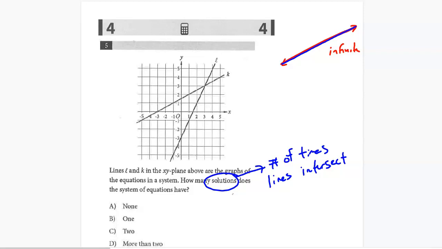You also could have two lines that never touch each other. They're parallel. And when that happens, it's no solution. But normally, it happens like this one does, where there's one intersection point. So the correct answer here is 1.